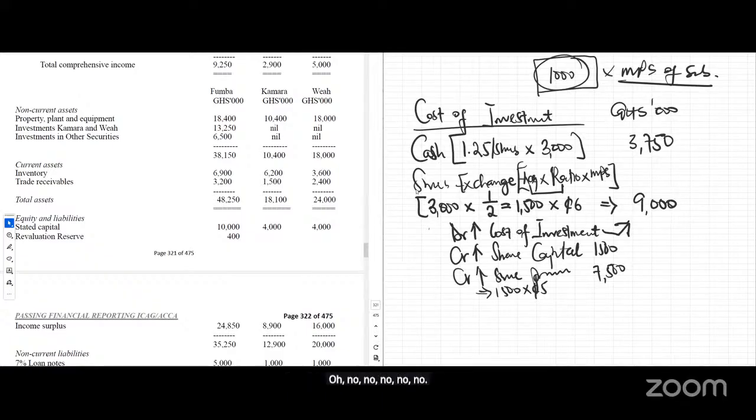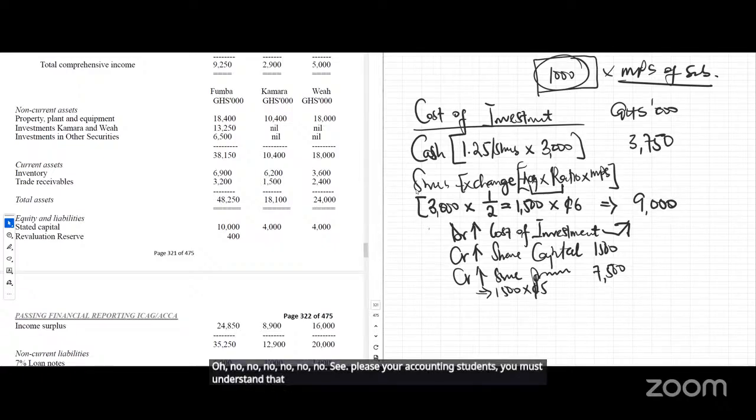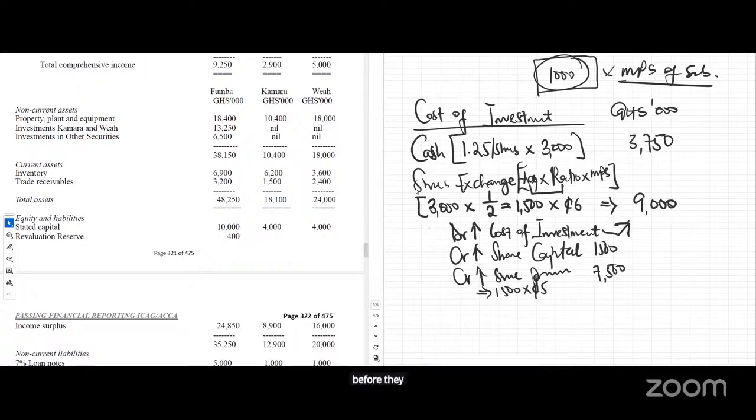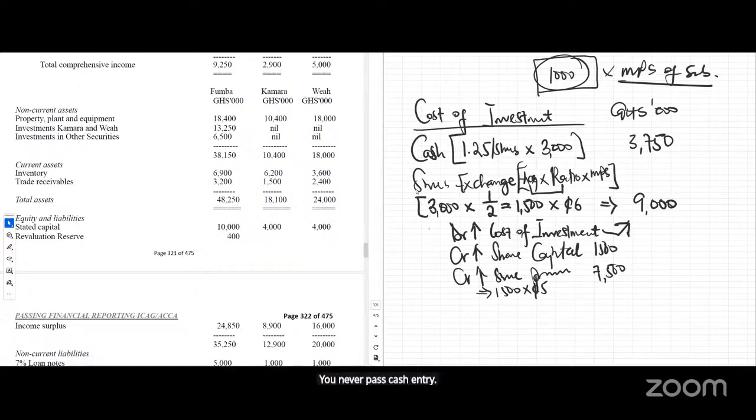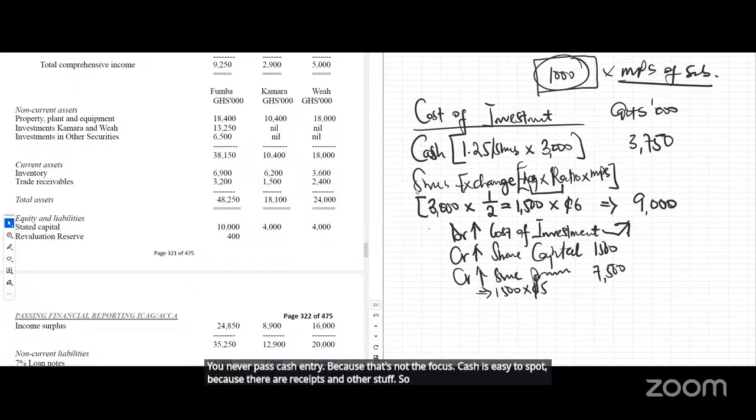No, no. See, please, you are accounting students. You must understand that every question in the world that they give you in exam, the cash transactions are always passed before they give it to you because cash involves a lot. So, have you ever passed cash entry in any question before? You haven't been paying attention. Every time they pass the cash entries for you, you never pass cash entry because that's not the focus. Cash is easy to spot because they are receipts and other stuff. So nobody ever worries about passing cash entries.